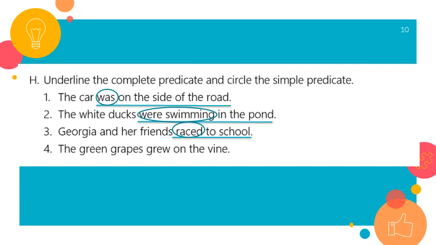What is the complete predicate? Grew on the vine. What is the simple predicate? The main verb? Grew. Okay, so this is how we figure out the complete predicate and the simple predicate.